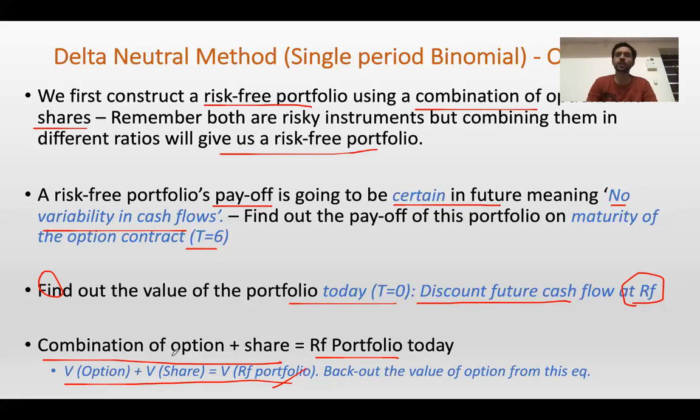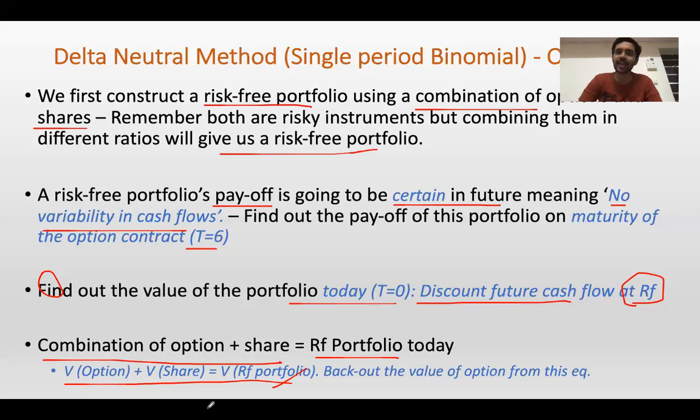Okay, so this is what we're going to do essentially in the delta neutral method. Step number 1, we're going to calculate a risk-free portfolio using a combination of options and shares. Step number 2, we are going to find out the payoff of this risk-free portfolio at t equal to 6. We're going to prove that it is a risk-free payoff, meaning that the payoff is certain, irrespective of what the share price is at t equal to 6.